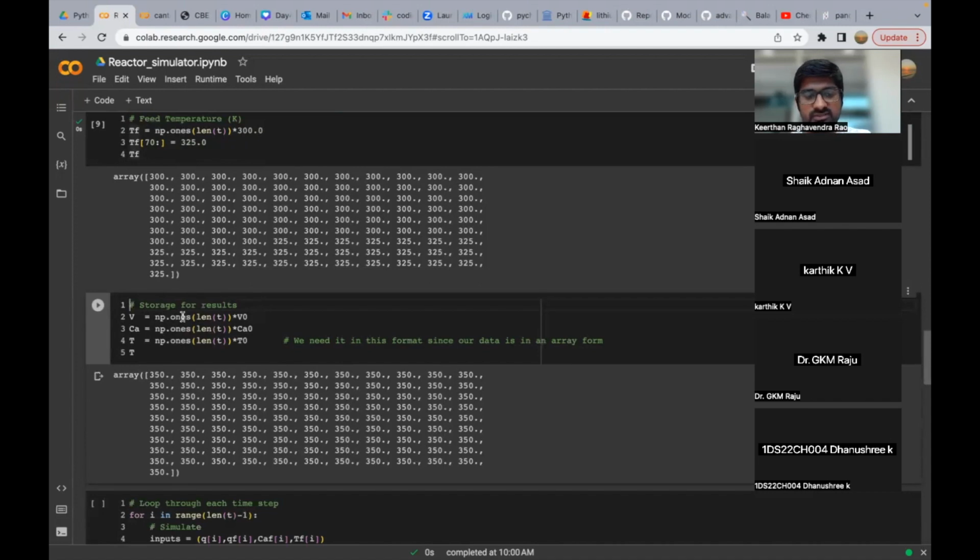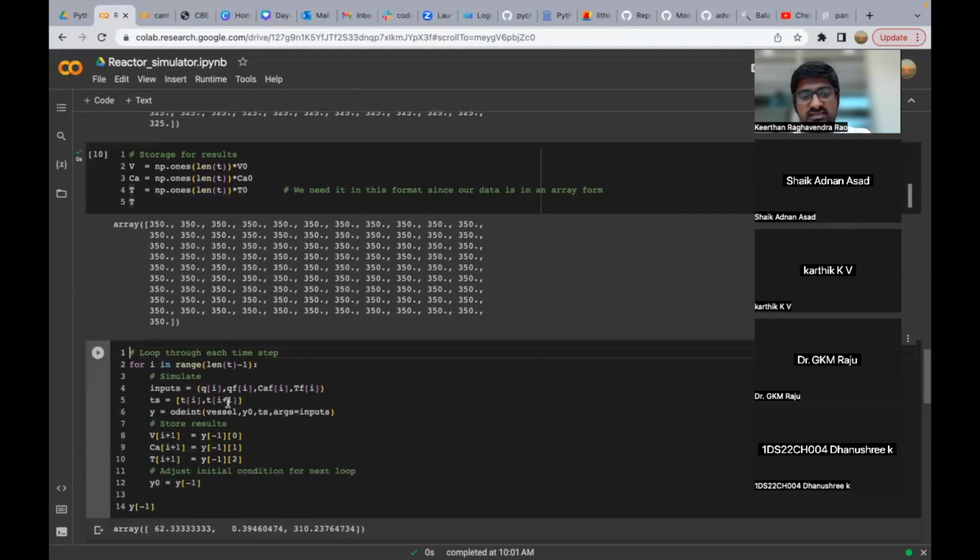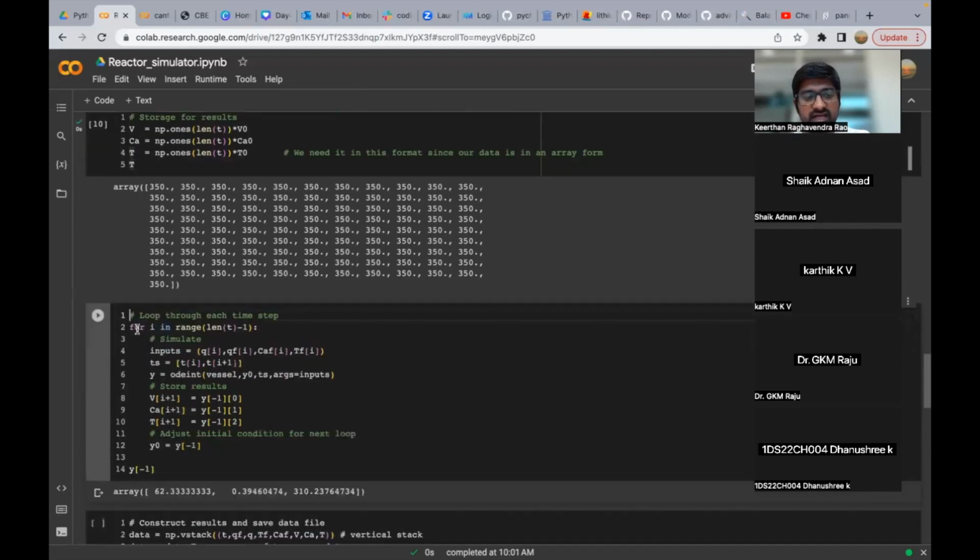Then we're storing the results. So for every time instant, we do have volume, concentration, and temperature that is generated or recorded, and we need to store this result somewhere. So what we will do is we'll simply store them in simple variables like this, V, C_A, and capital T. And we need this in this format for our ODE solver. So this is where we solve these differential equations. As you can see, it's a simple for loop. It's not very complicated, but let's see how this works.